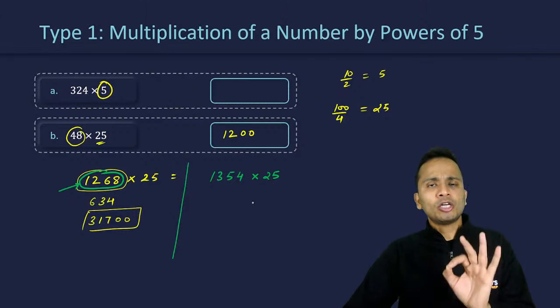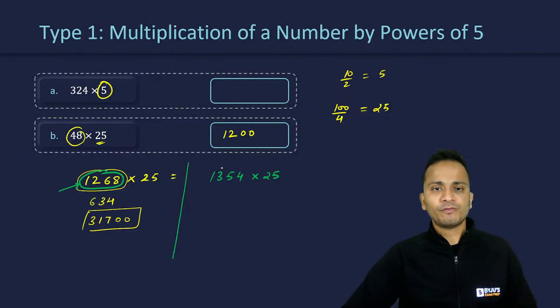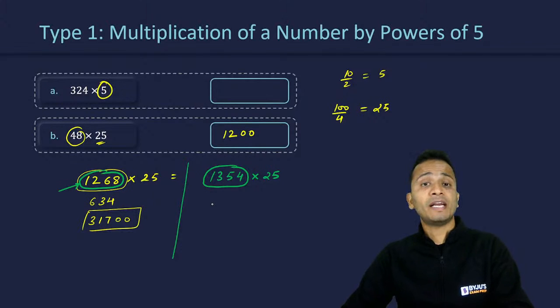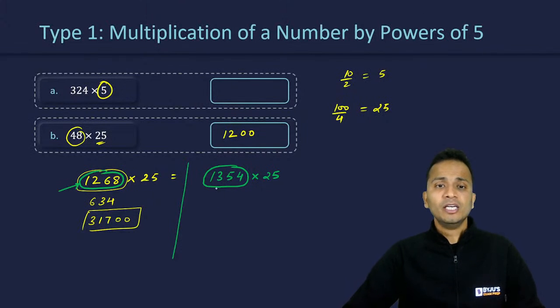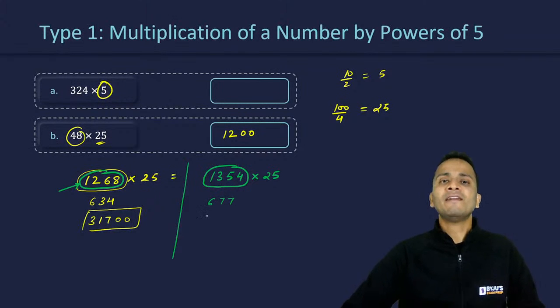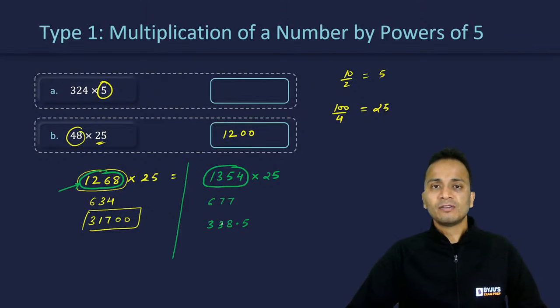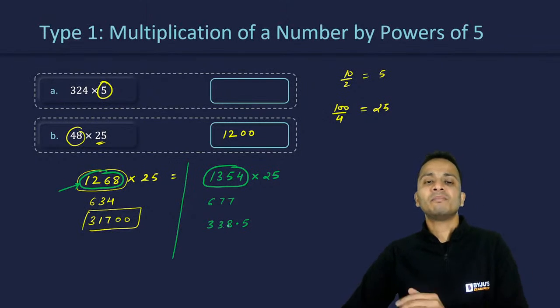Now the same logic will be applicable here. First of all, I'll divide this number by 4. We will divide by 2 first and then again by 2, for all the students who cannot divide it directly by 4. So 1354 when divided by 2 will be 677, and then further divided by 2 it will be 338.5. Now what we have to do after dividing by 4 is multiply by 100.